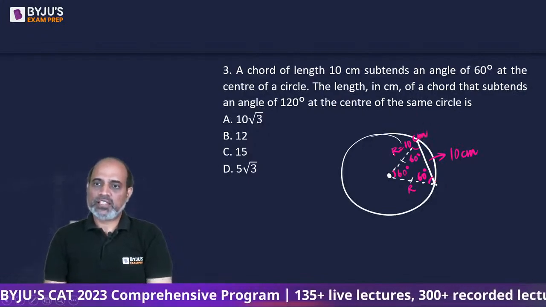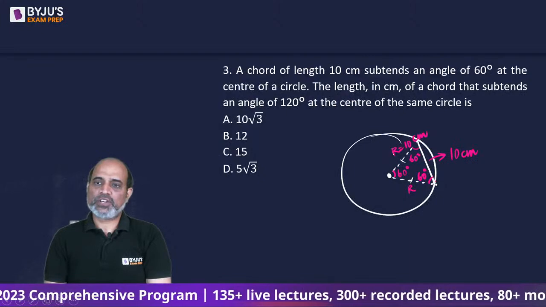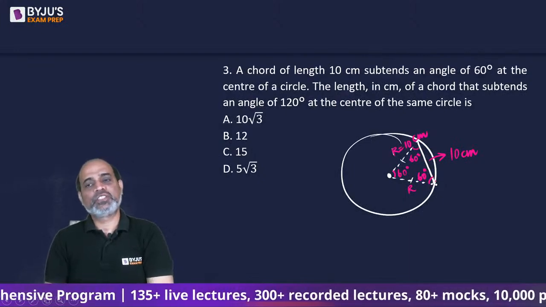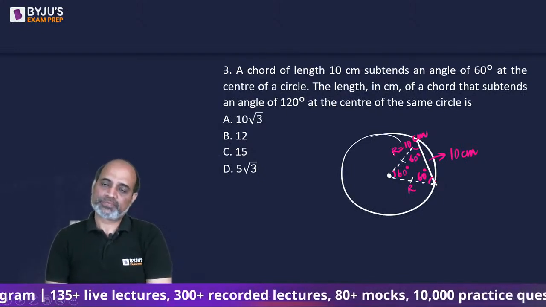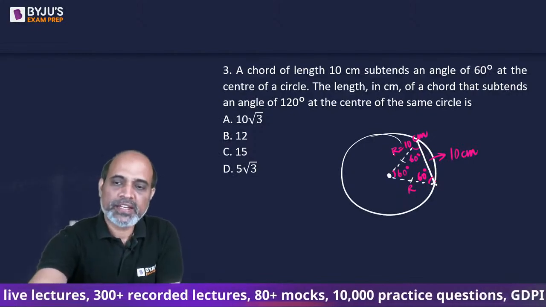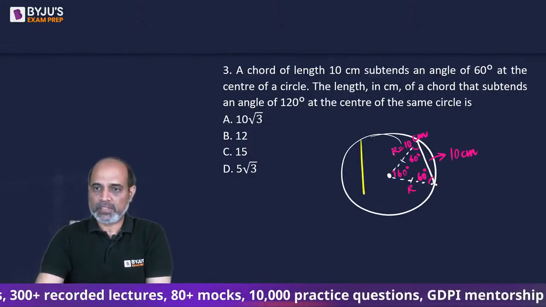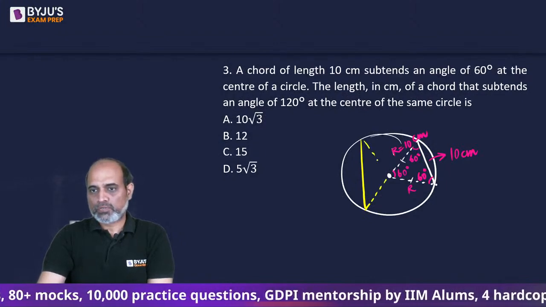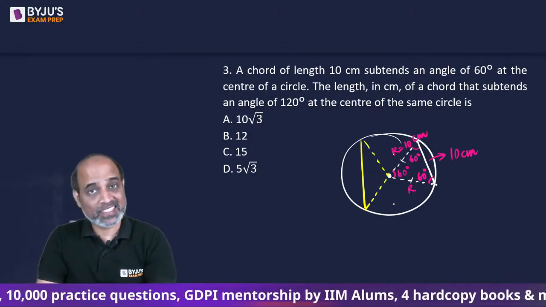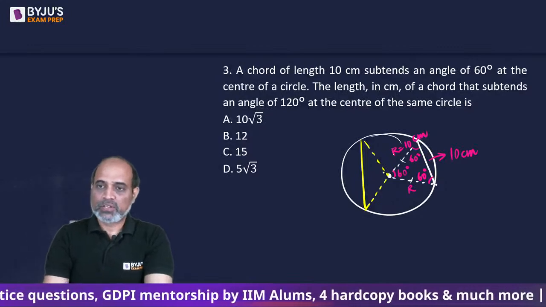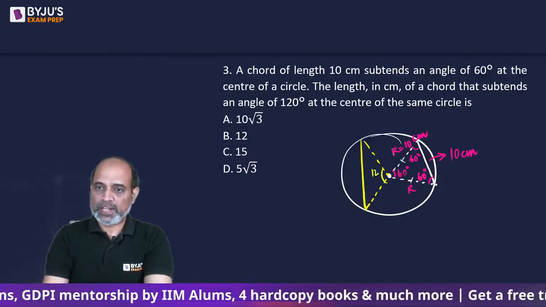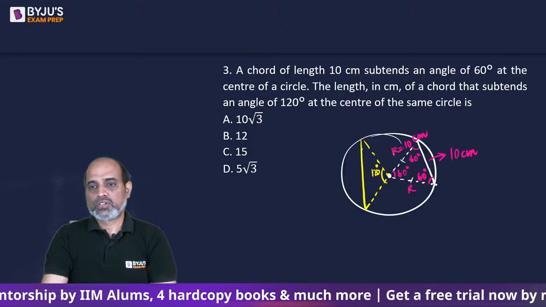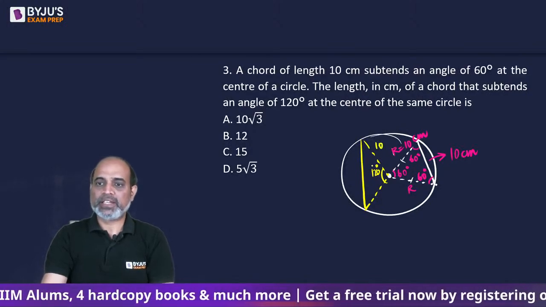So the question is, the length of a chord that subtends an angle of 120 degrees at the center of the same circle is going to be how much? So if we need to subtend 120 degrees, we know that now the radius is 10 only, and if it makes 120 degrees here, so this is going to be 10.